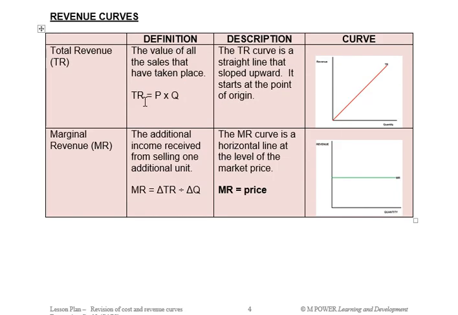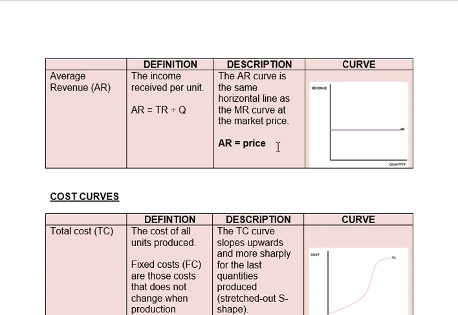We say total revenue is price times quantity. Average revenue is total revenue divided by quantity. It is going to give you your price. So average revenue is the same as your price. And again, your average revenue for the perfect market, because the price is constant.